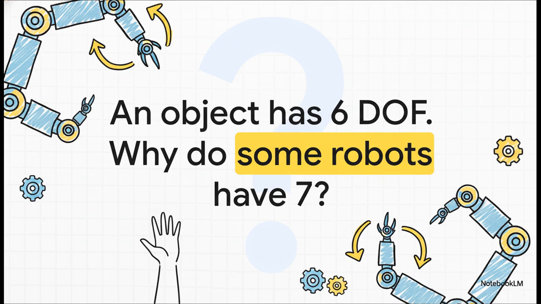Any single solid object, like a baseball or your phone if you toss it in the air, can only move in 6 basic ways in 3D space, period. So how in the world can a robot arm have 7 degrees of freedom or even more? This question pops up all the time, and the answer is actually a really core concept in robot design.